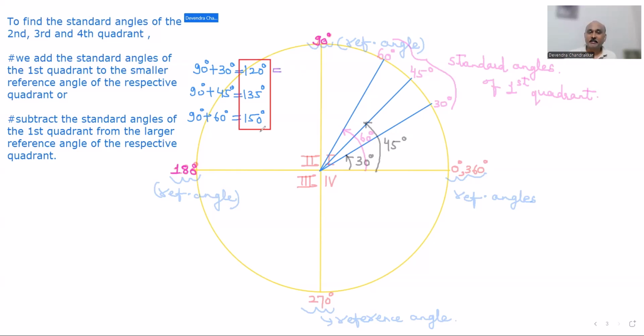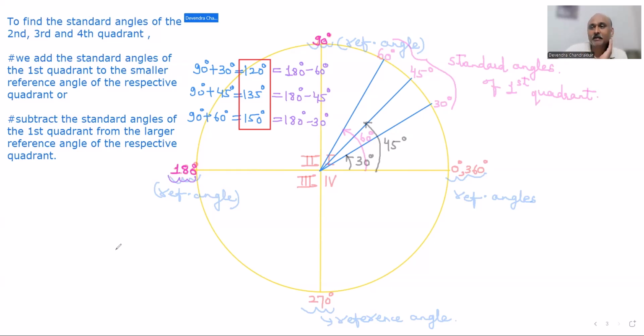Similarly, we can get these angles by subtracting it from the larger reference angle. So it is 180 minus 60. It is 180 minus 45. And it is 180 minus 30 degrees. Can you see this? You will get the same values. Yes or no? All of you. Yes. Good. So please note it quickly and write the standard angles of third and fourth quadrant.